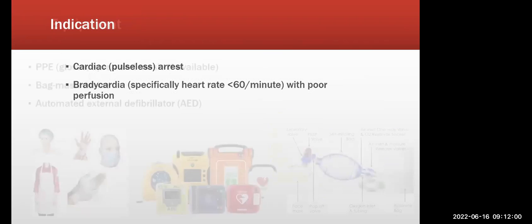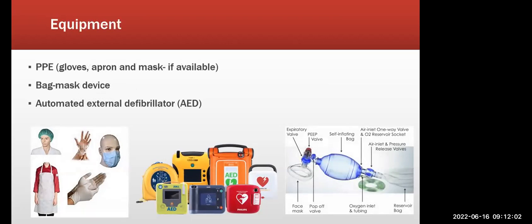Next. So these are the equipment needed for CPR. First, PPE: gloves, apron, and mask. If available, next is a bag mask device, and we also need an automated external defibrillator. Next.